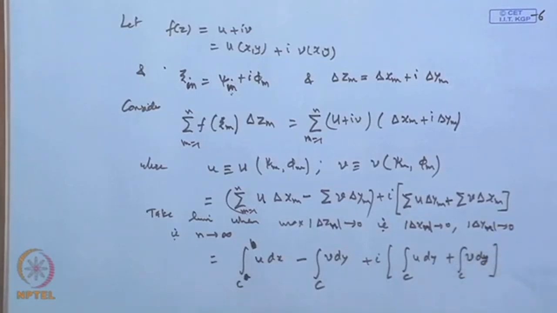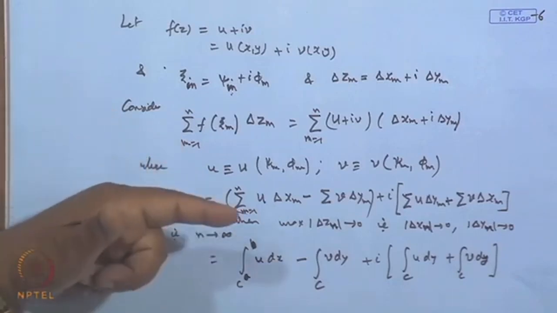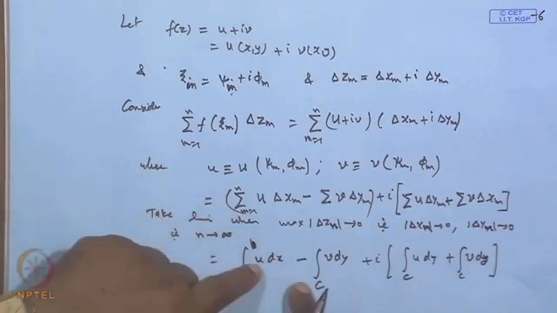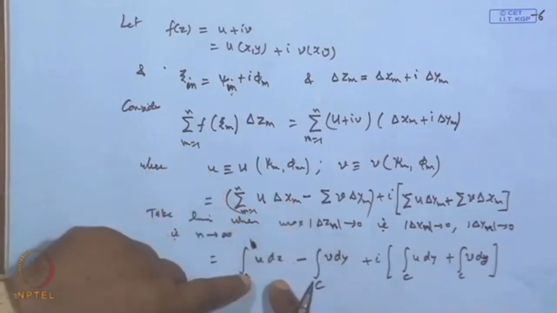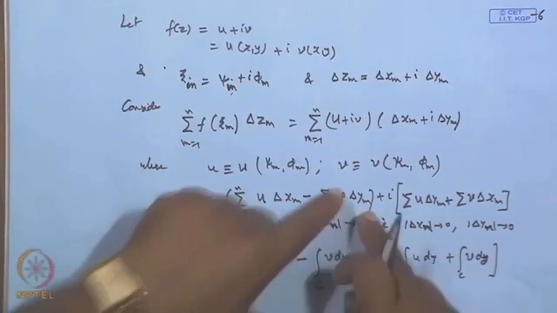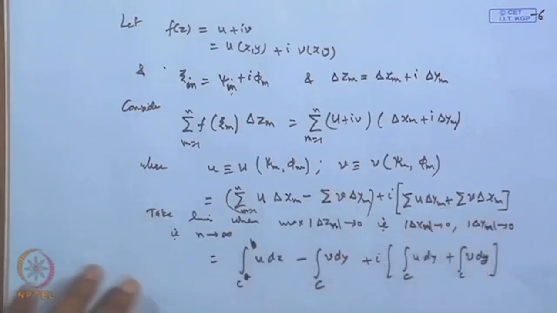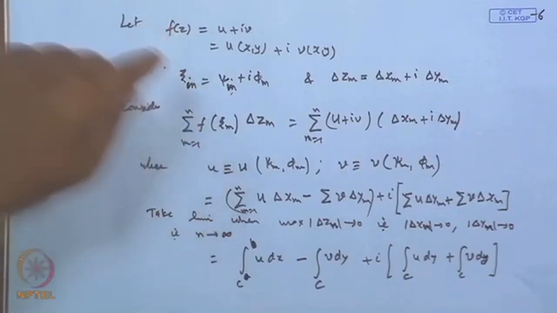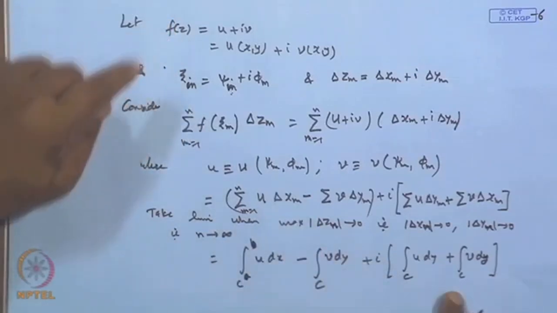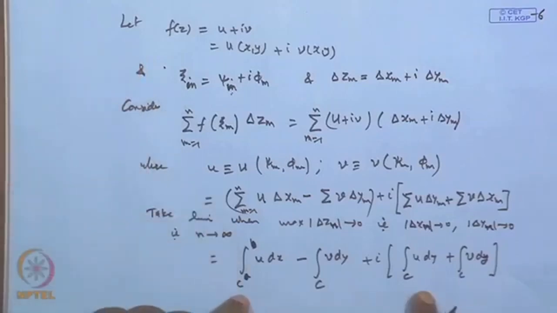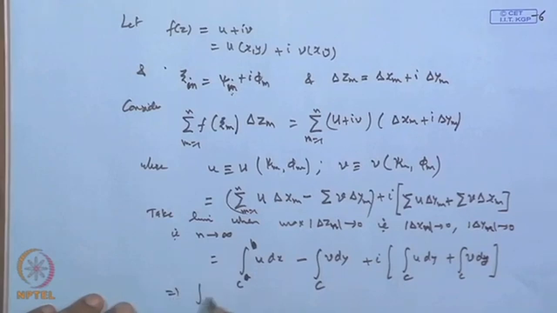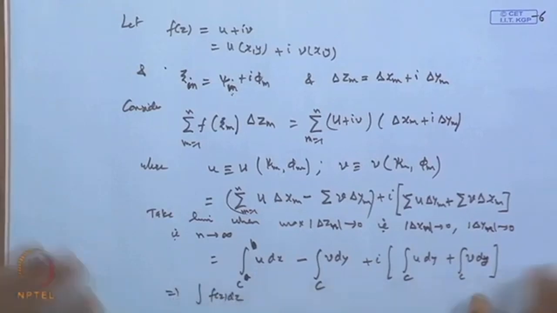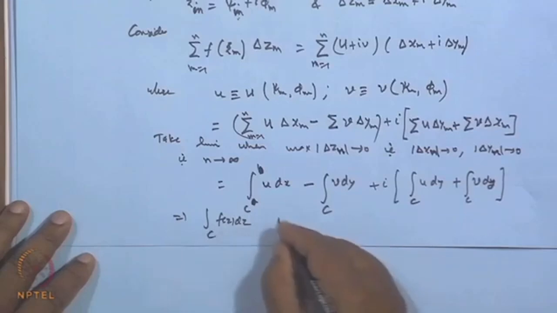Okay? Because of the function of single real variables, we know that this limit will exist and give the integral of u dx, integral of v dy, and so on and so forth. So if function f is analytic, is continuous, and this is a smooth curve, then this limit exists and we get this value. That shows the existence of the line integral, therefore the integral f(z) dz along the path C will exist.